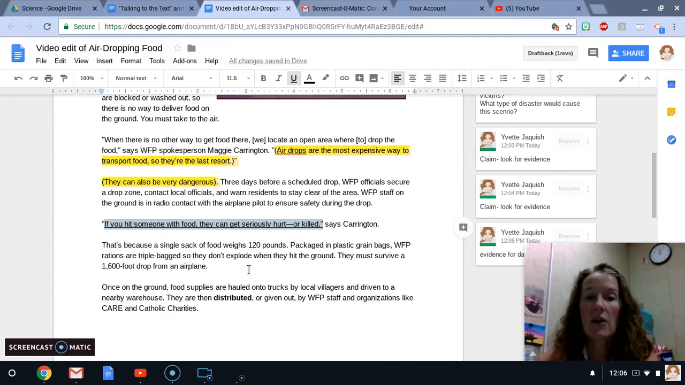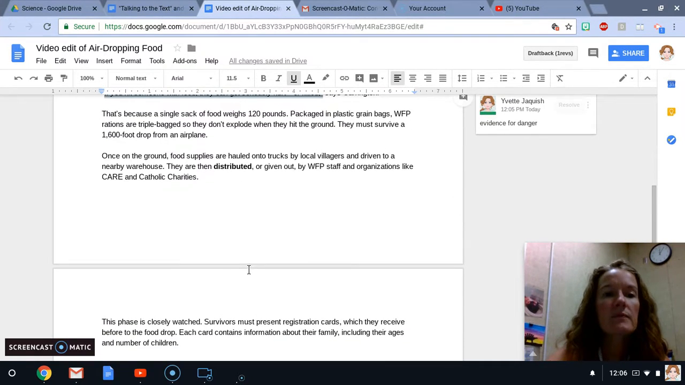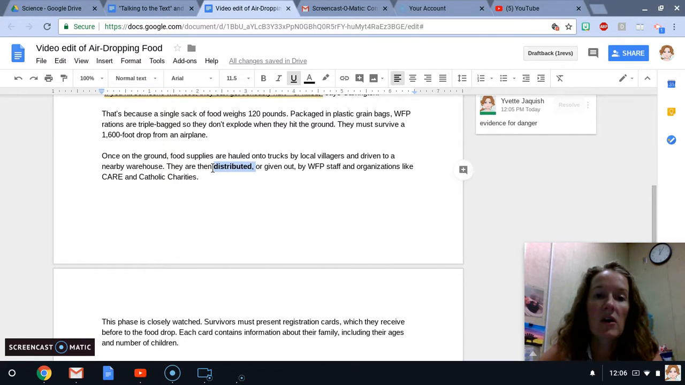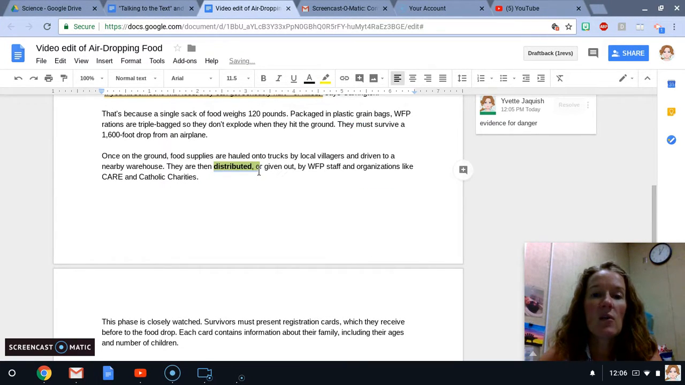Anything dropping 1,600 feet from an airplane, I would say, is dangerous, but let's let the kiddos figure that out. Once on the ground, food supplies are hauled into trucks by local villagers and driven to a nearby warehouse. They are then distributed. This word is already highlighted for them in the article, so that's a vocabulary word they can go ahead and highlight. They are already distributed or given out.